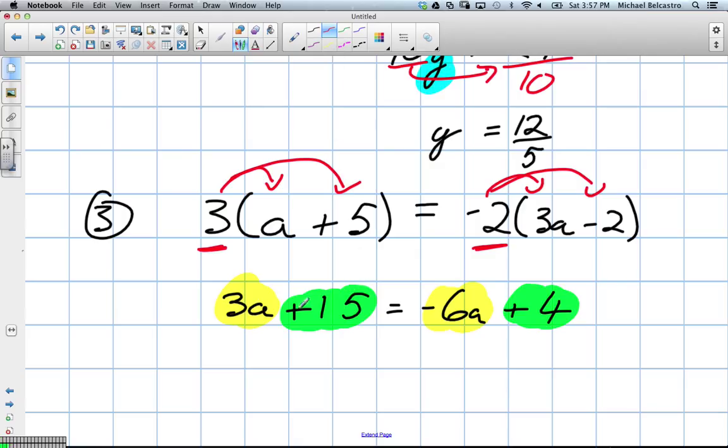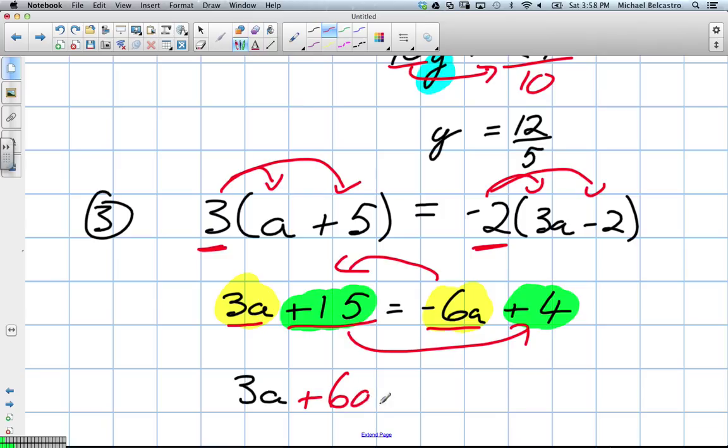We'll call them the variables, 3a and negative 6a. The variables on the left side, sure. And the constants on the right. Great. Let's do that. So tell me what that's going to read. 3a minus 6a. Oh, 3a plus 6a. That's right. Because when we move it, it goes the opposite operation. Always got to remember that. Okay, is equal to 15 minus 4.